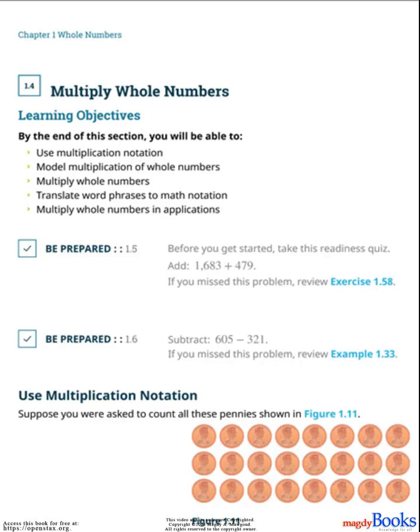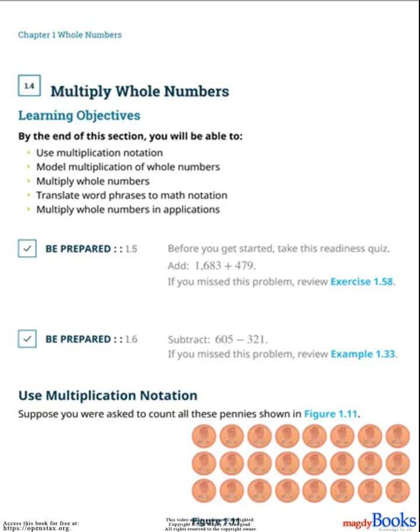Be prepared 1.5. Before you get started, take this readiness quiz. Add 1683 plus 479. If you missed this problem, review exercise 1.58. Be prepared 1.6. Subtract 605 minus 321. If you missed this problem, review example 1.33.